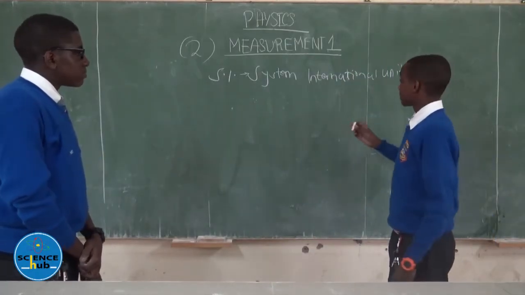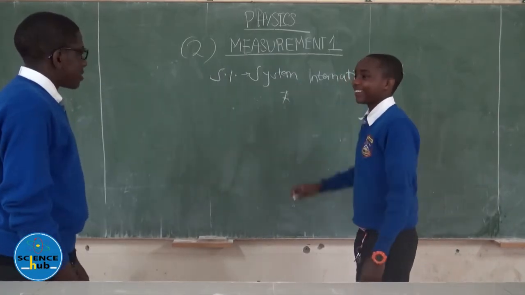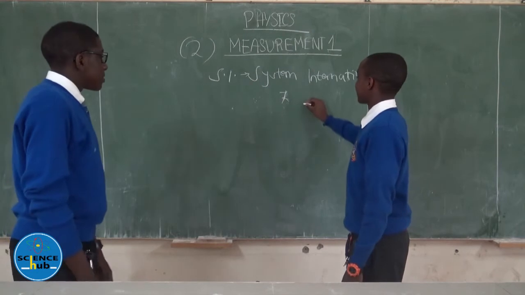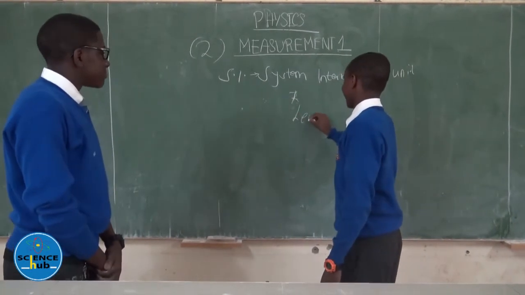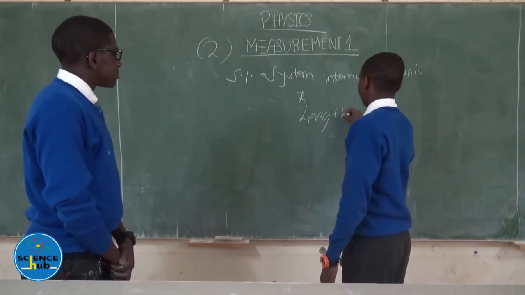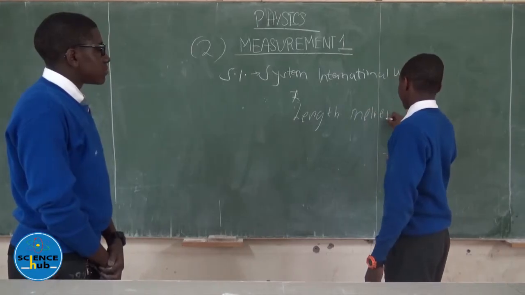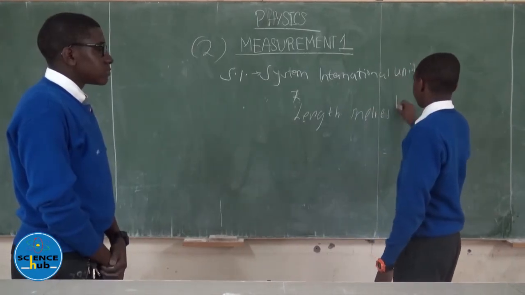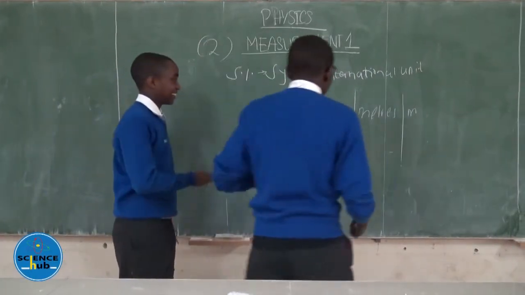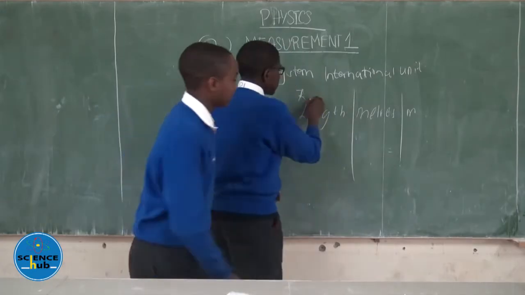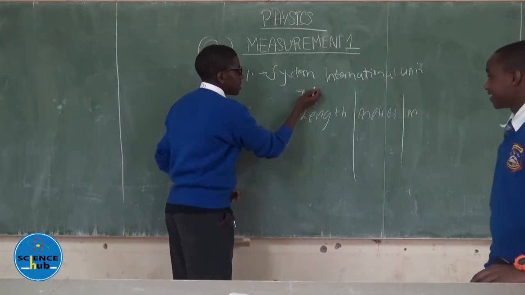There are 7 basic SI units. Oscar, what can you say about these 7 basic SI units? I'll start you off with length. Length is measured in meters, and the symbol is m. The basic quantities are 7.